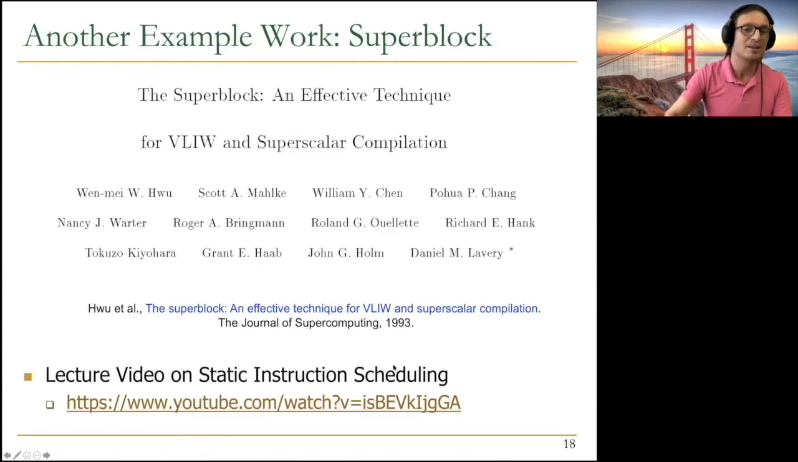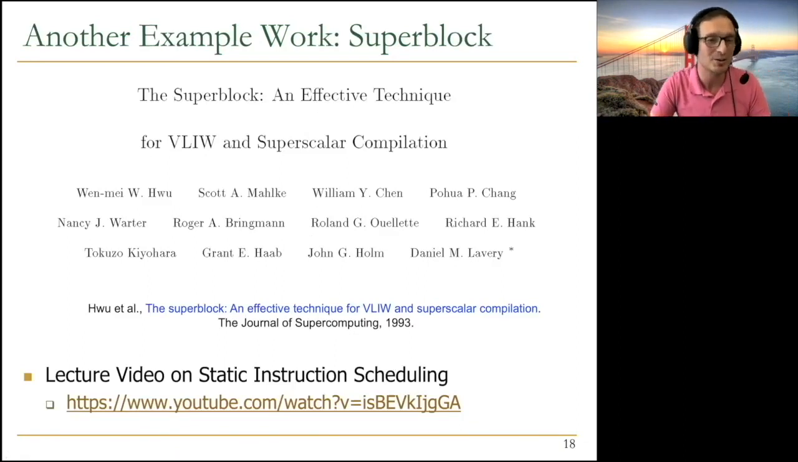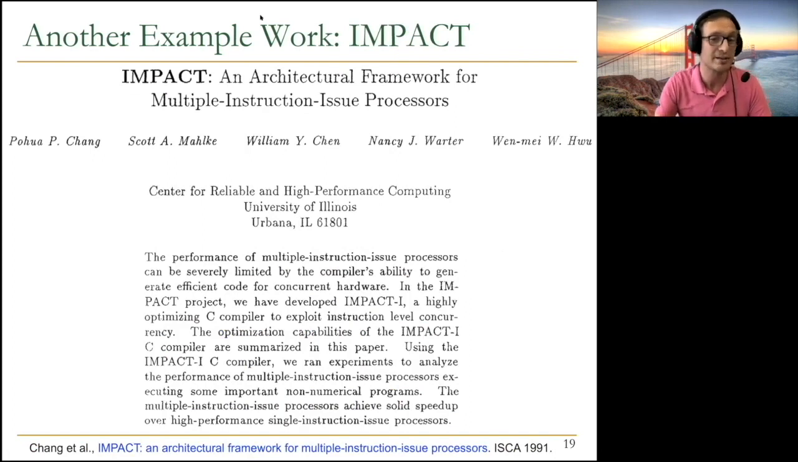Okay, another example is a superblock technique, which I'm not going to go into. And you can take a look at that. You can see that this was proposed for both VLIW and superscalar compilation. It was developed to improve over trace scheduling. And there was a lot of work done by Wen-Mei Hwu's group at Illinois to actually provide a compilation framework for multiple instruction issue processors, both superscalar and VLIW.